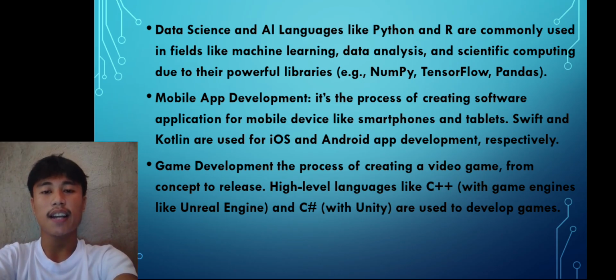Data science and AI. Languages like Python and R are commonly used in fields like machine learning, data analysis, and scientific computing due to their powerful libraries. Example, NumPy, TensorFlow, Pandas. Mobile app development. It's the process of creating software applications for mobile devices like smartphones and tablets. Swift and Kotlin are used for iOS and Android app development, respectively.